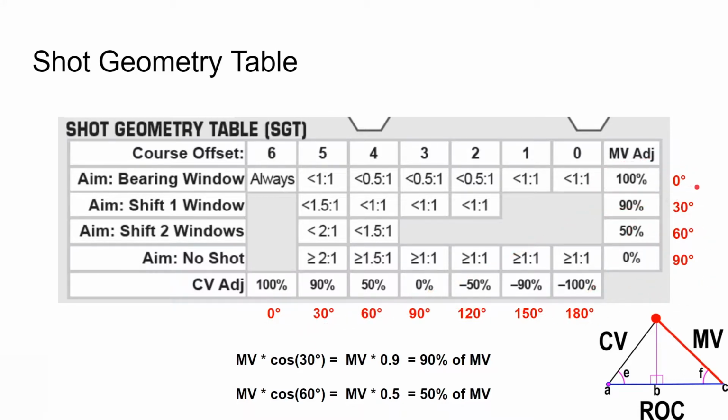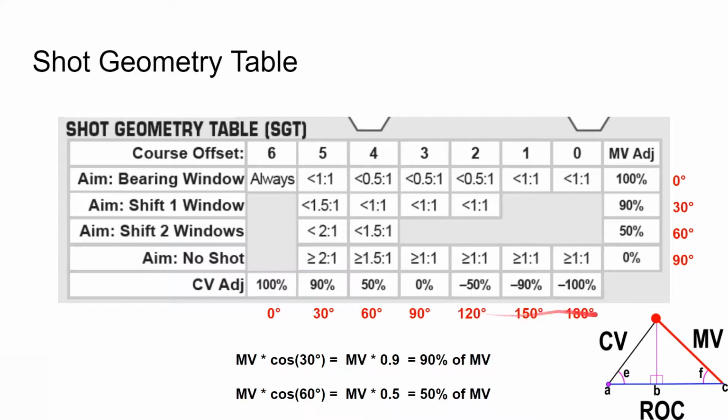So cosine of 0 is 1, so that's 1. Cosine of 30 rounds to 0.9, still 90%. Cosine of 60 doesn't round, it's exactly 50%. And cosine of 90 degrees is 0. Same thing for down here. And as we go over the top of the triangle, they'll start getting into the negative values.